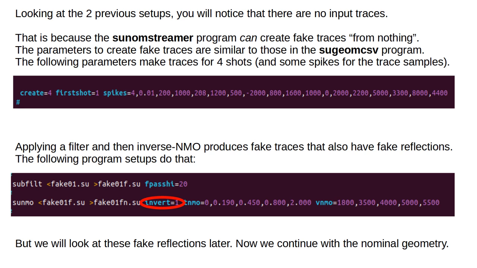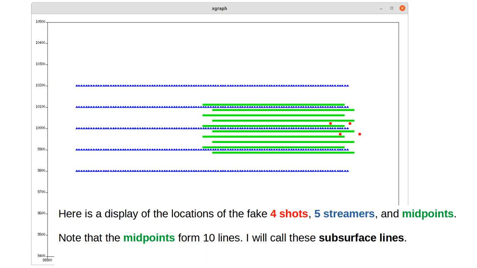Filtering those spikes and applying inverse move-out creates fake reflections. We'll see those later. Running either setup makes fake traces with these locations. About 30 years ago, when I first saw this kind of display, I remember being surprised that the midpoints form straight lines. For some reason, I expected them to be scattered.